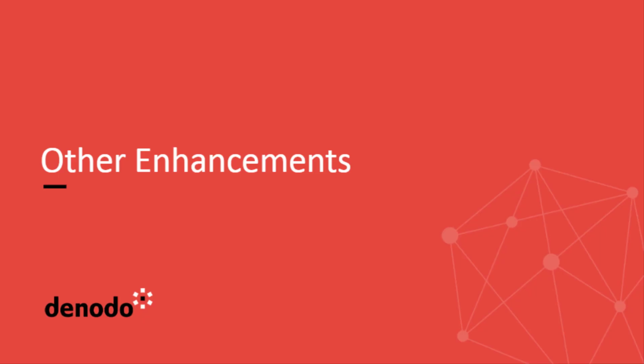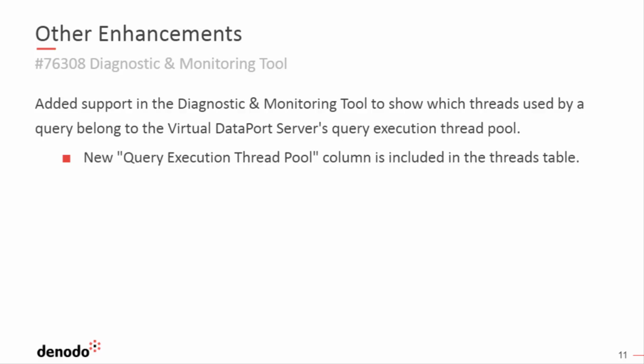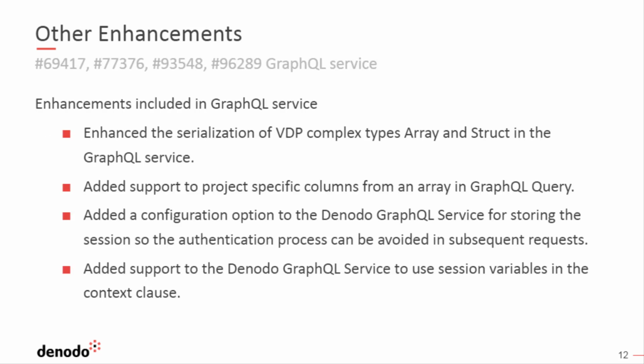We will now review the enhancements for the miscellaneous tools included in the Denodo Platform. In the diagnostic and monitoring, we can find the following enhancements. A new column named Query Execution Thread Pool has been added to the Threads table, which can be used to search the threads that belong to the VDP server's Query Execution Thread Pool. Also, users will be able to filter which threads belong to the VDP server's Query Execution Thread Pool, and which threads do not. The GraphQL service has received several enhancements in this update.